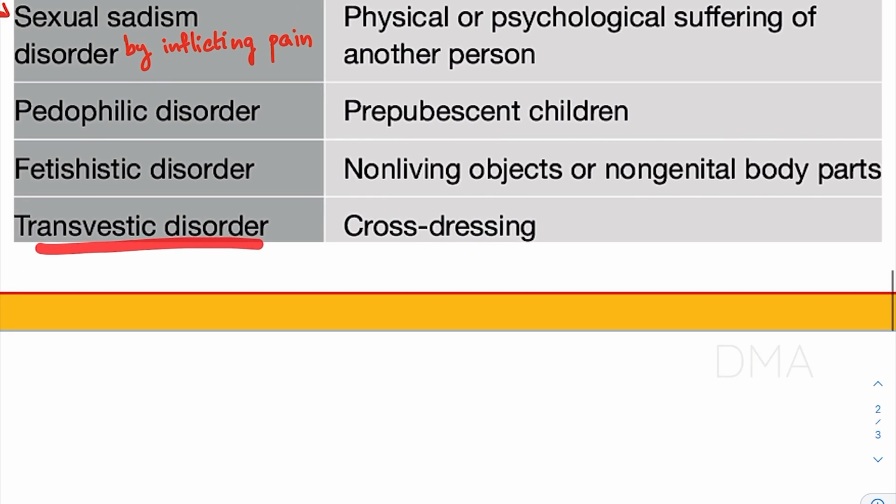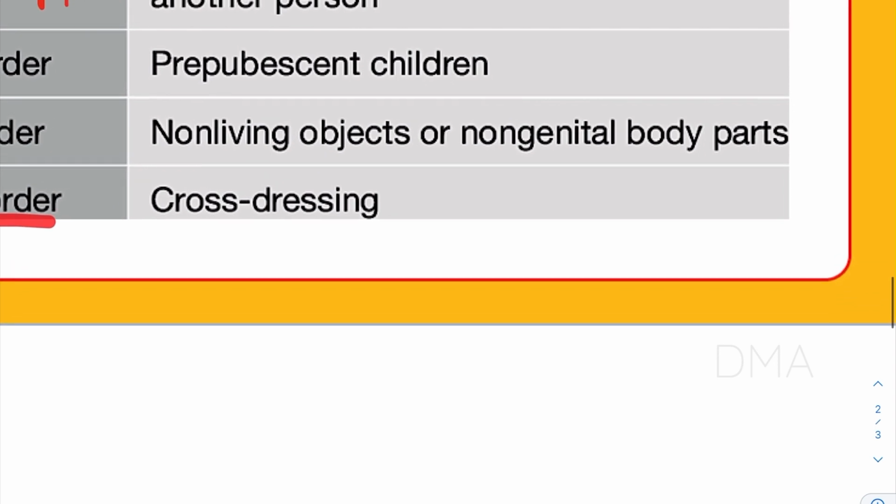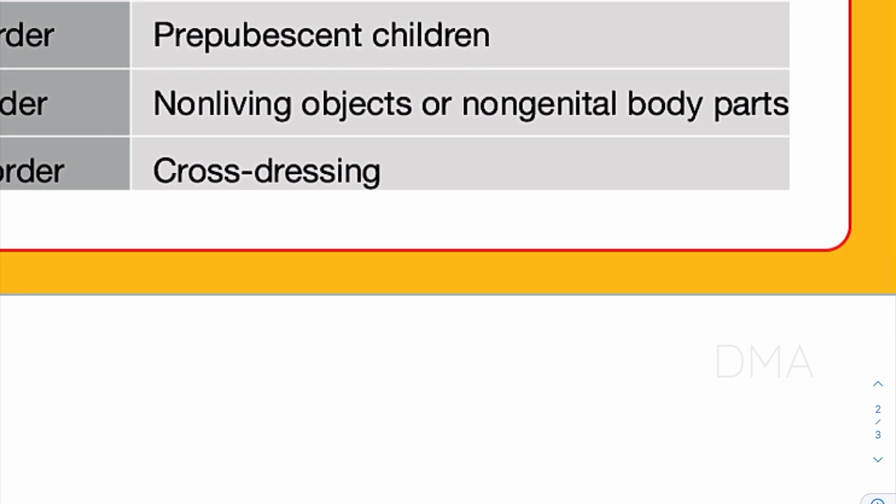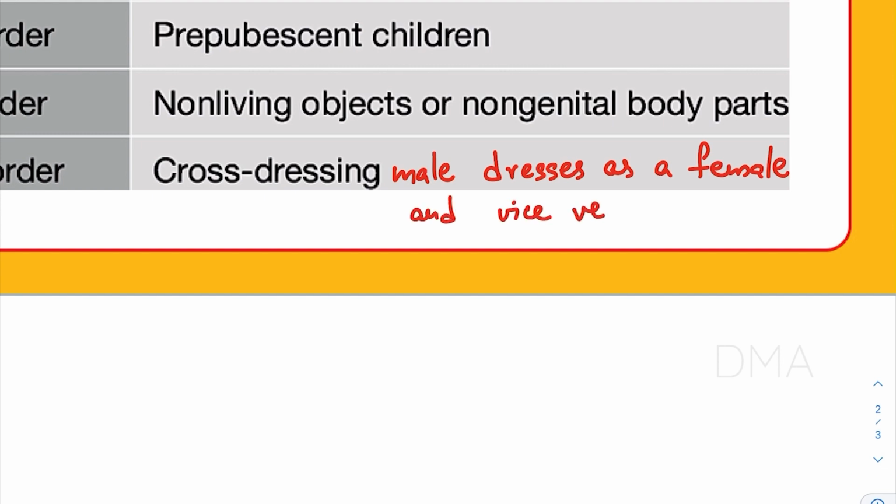Everyone would be knowing this as cross-dressing. That is, any person, say suppose a male, dresses as a female and is sexually aroused by that, and vice versa. A female getting dressed as a male and getting sexually aroused by that act. So that is transvestic disorder, called cross-dressing.